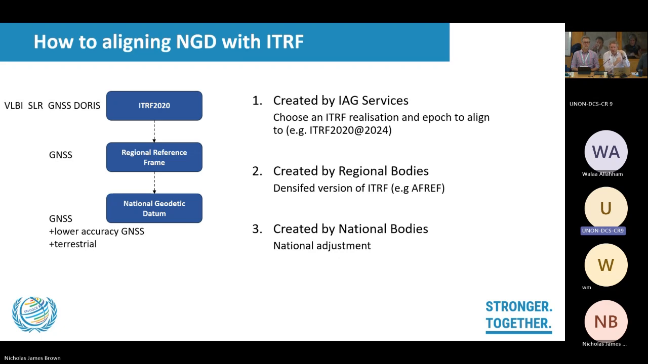When you go down to the next step, if you stay on the left-hand side, all that we're doing there is adding extra GNSS sites. So you're creating a denser version of the ITRF in your region.